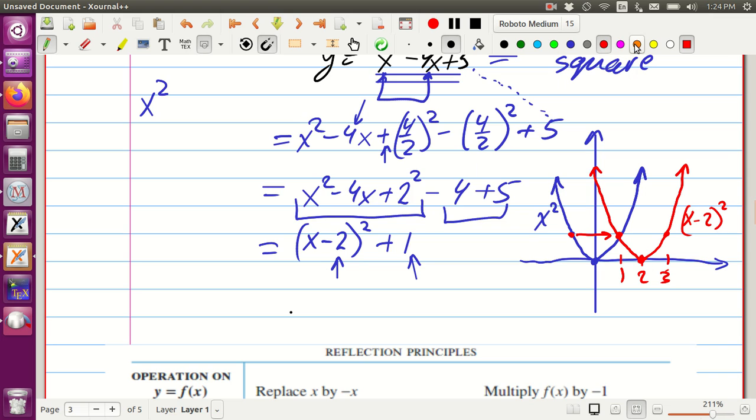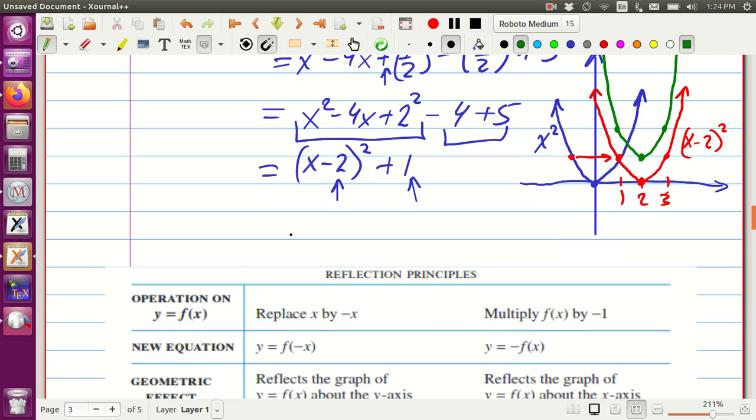The last thing to do is to take the graph and move it 1 unit up. So this point goes 1 unit, this point goes 1 unit, and this point goes 1 unit. So we have this green graph, which is (x minus 2) quantity squared plus 1. So here we had to complete the square in order to shift the graph 2 units right and 1 unit up.